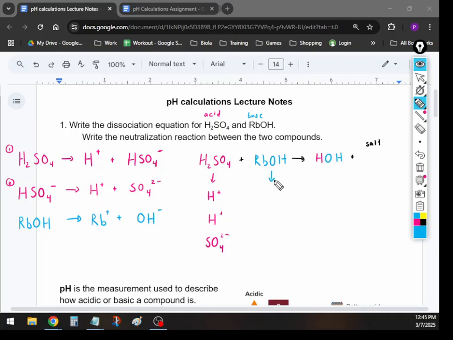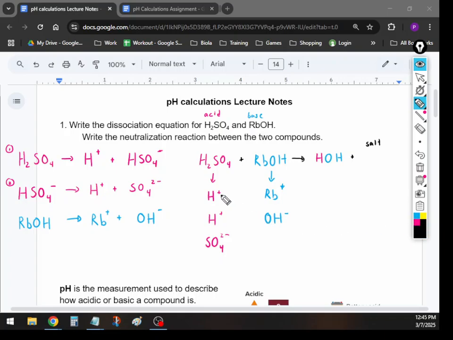All right, for the cation, this is going to release Rb and OH, and we know that OH is always -1. So what does Rb have to be to balance out the OH? Positive 1. Yes. All right, so from there, we can see what we need to do.